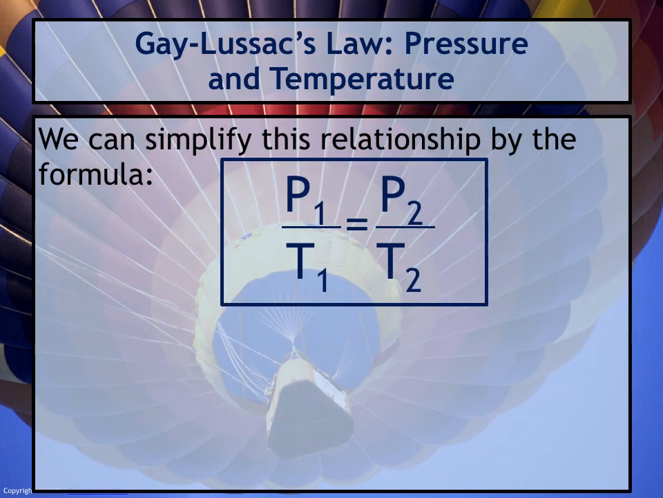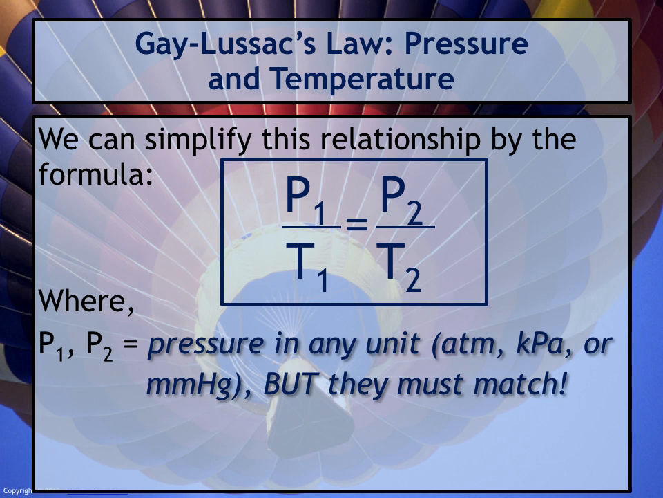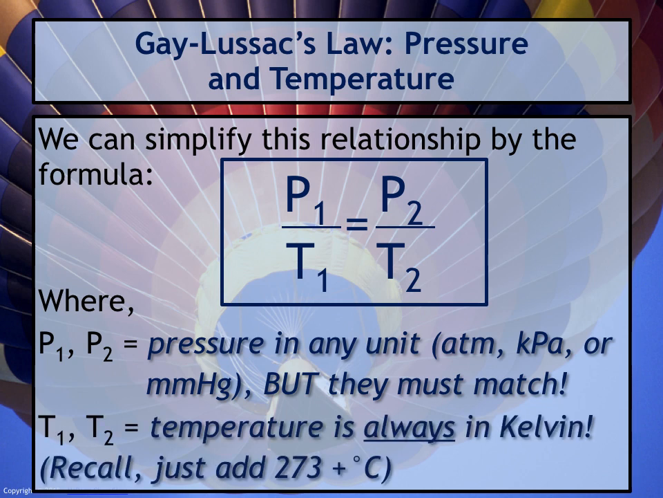We can simplify the relationship by looking at it like this, where P1 and P2 are the pressure. Those can be in any units, but they have to be in the same unit. T1 and T2 are the temperature, and that's always going to be in Kelvin. And like you saw before, you just add 273 to any temperature in Celsius to get that temperature into Kelvin.